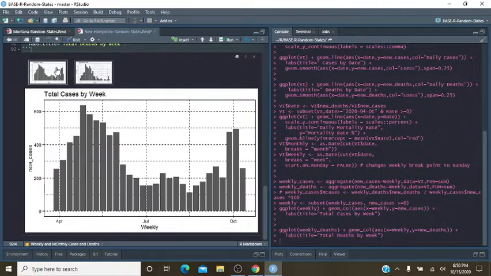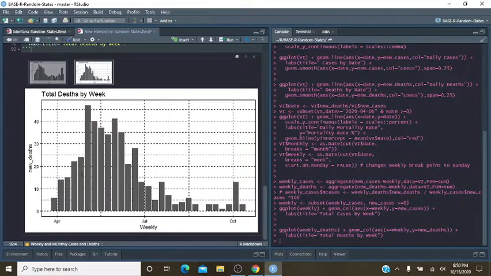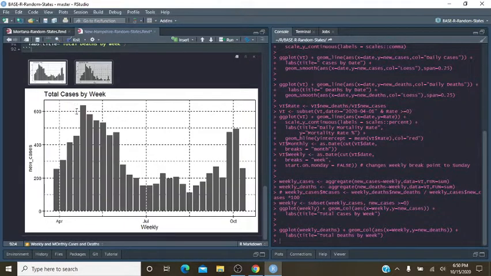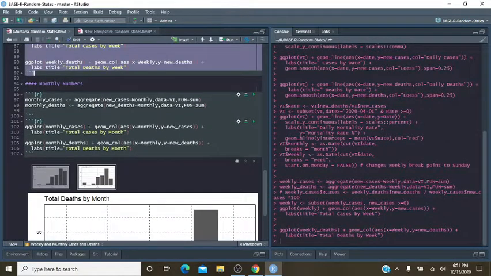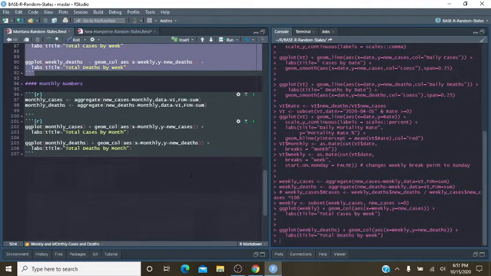Okay, cases. Let's take a look at this. Interestingly enough, their deaths are actually following the pattern of cases. Spike here, spike towards the end. But weekly deaths are still extremely low. This is 10, so you're talking 1.5 to 3 deaths per week. That's not a whole lot to be concerned with.